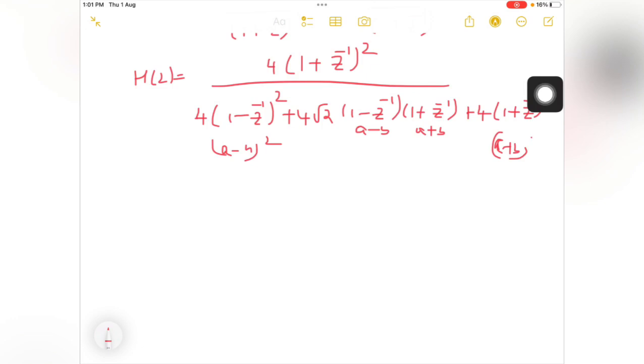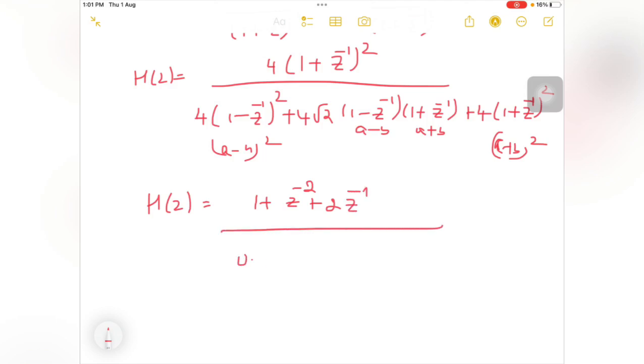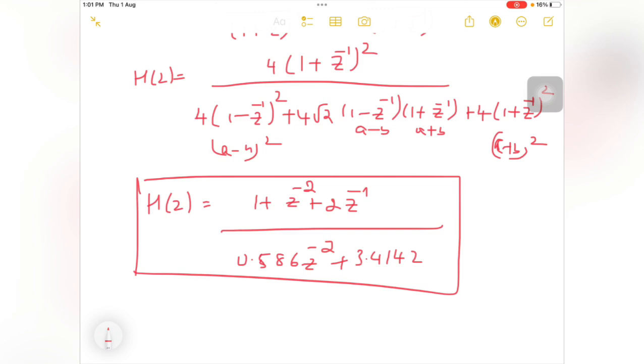Do the simplification. Okay, you will get H of z, you can expand this: 1 plus z raised to the power of minus 2 plus 2 z raised to the power of minus 1, divided by 0.586 z raised to the power of minus 2 plus 3.4142. That is the final answer. This is the design of the digital filter for the given problem by using bilinear transformation. With this I will conclude today's class. Thank you.